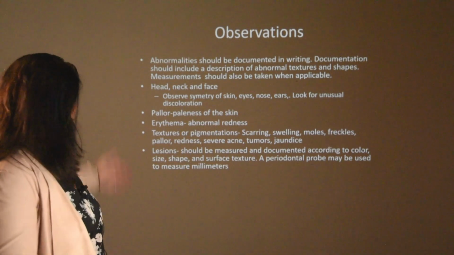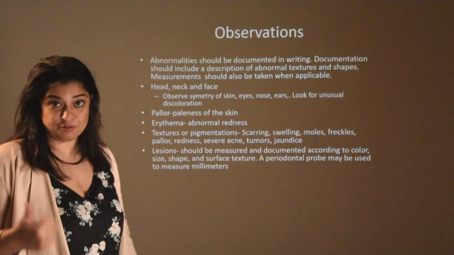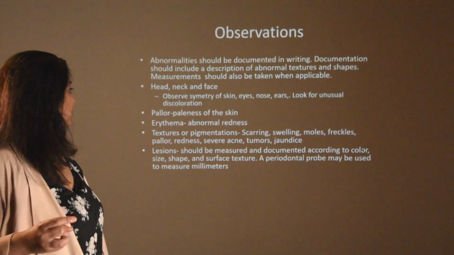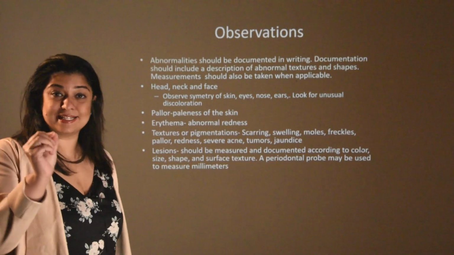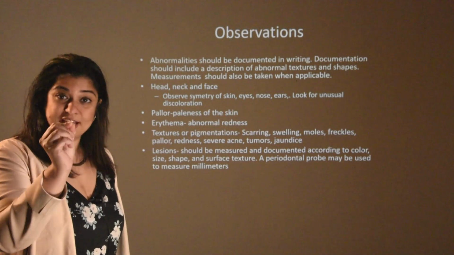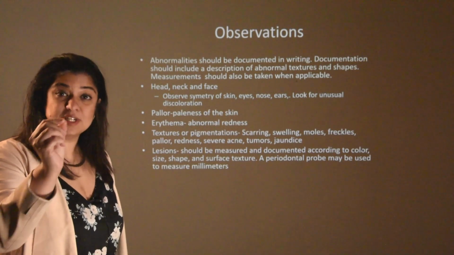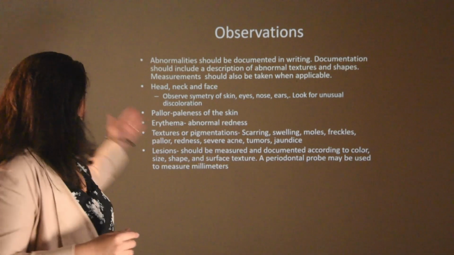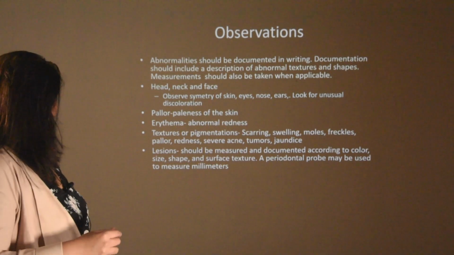Observations. Abnormalities should be documented, of course, in writing. You just don't want to see something and not document it. Documentation is also going to be as detailed as what is the shape, the location, the size of the lesion. Is it tender? Is it non-tender? Is it movable? So those are the things that you want to take into consideration.